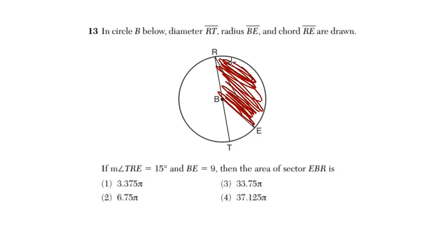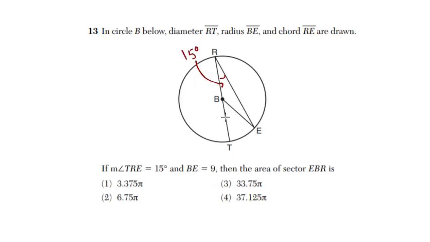So we're looking for the area of this. If you think of the whole circle as a pie, that's just a piece of the pie. We just need to figure out what fraction of the pie, quote unquote, we want. So let's try and find that out. Hopefully you tried this already. And if you look, we know that angle TRE is 15 degrees. So this right here is 15.